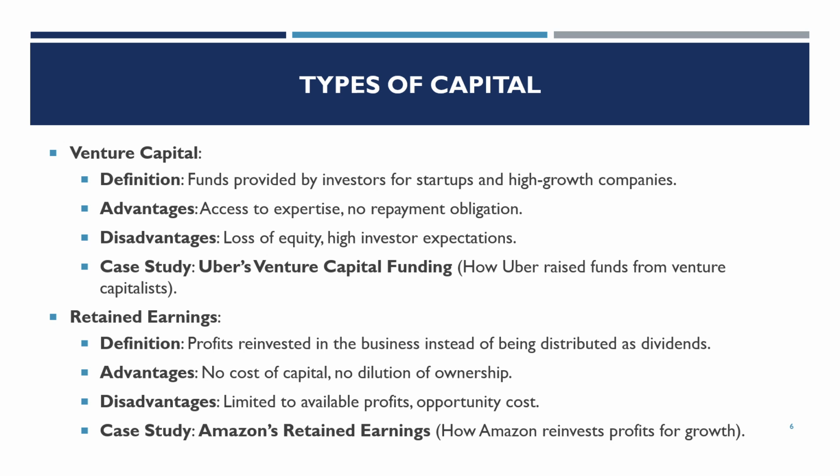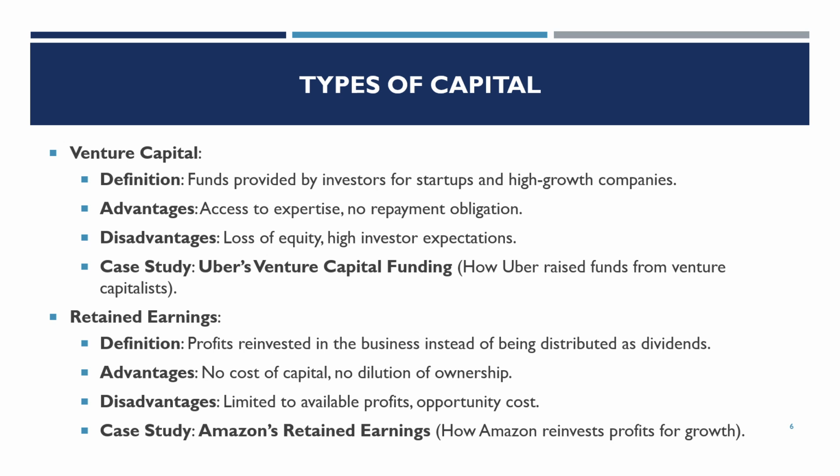Obviously. Next is retained earnings. That is one of the capital sources. What is meant by retained earnings? These are the profits reinvested in the business instead of being distributed as dividends. So if you are getting profits from the business, the same profit you reinvest in the business instead of distributing it as a dividend.